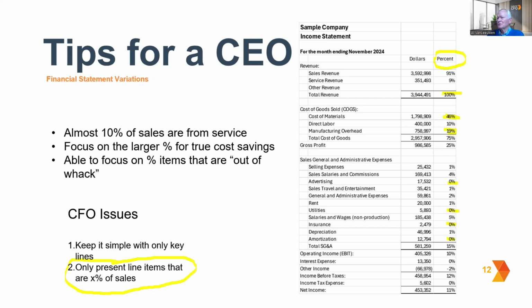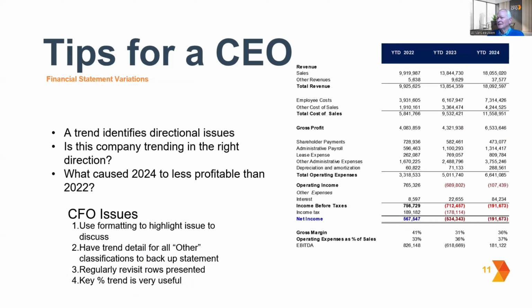Let's now look at a trend. Here is a trend income statement. This trend that I'm presenting here is a year to year to year trend. You can also have a rolling 12-month trend. You can have a 24-month trend. And so keeping track of trends is very important, because if you just look at the current month income statement or the current year-to-date income statement, you have no understanding if you're doing better or worse than you used to.